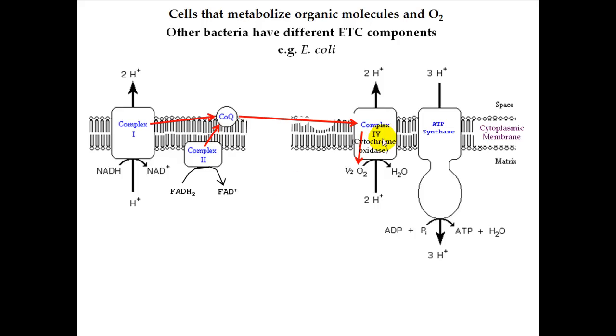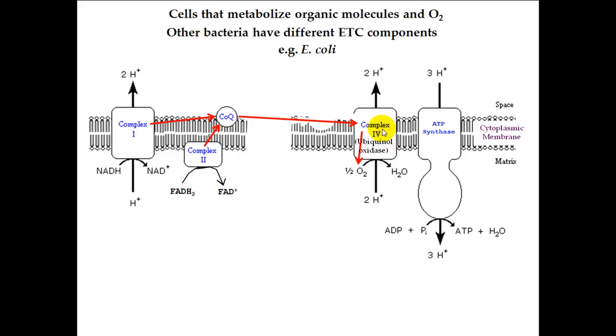If you notice, this complex number 4 in E. coli, what it's doing is that it's grabbing an electron from coenzyme Q. So because the final complex in E. coli is oxidizing not cytochrome, but this coenzyme Q molecule, complex 4 in E. coli is not called a cytochrome oxidase. Instead, it's called ubiquinol oxidase. So coenzyme Q is kind of very similar structure to ubiquinol.